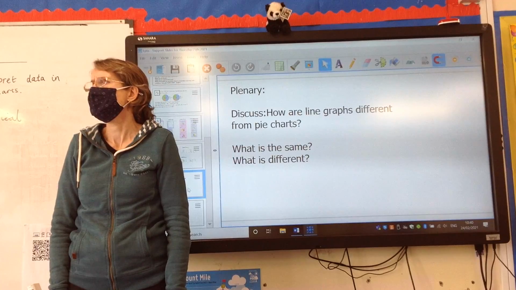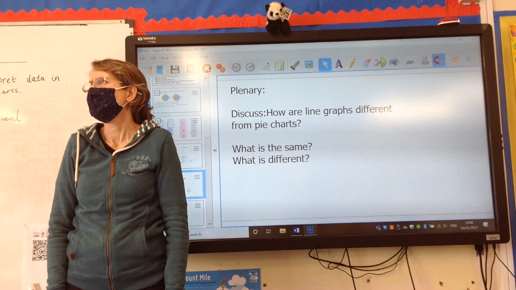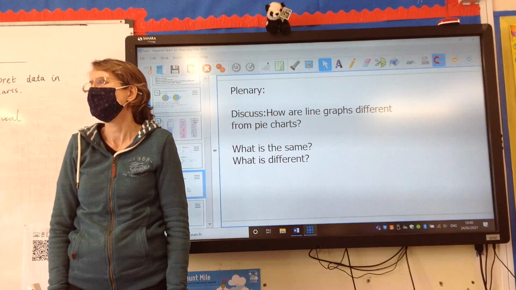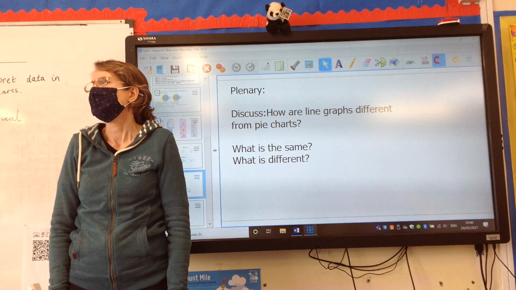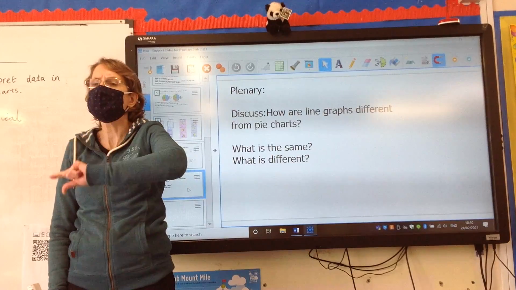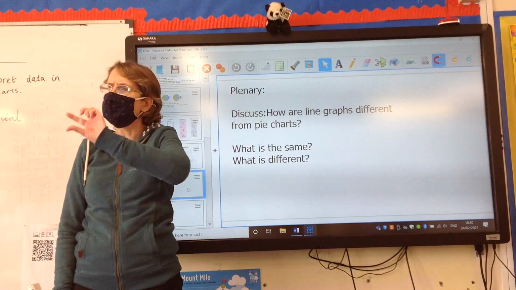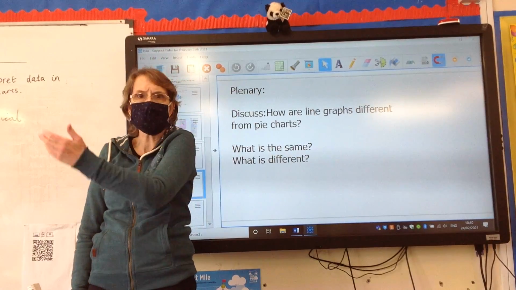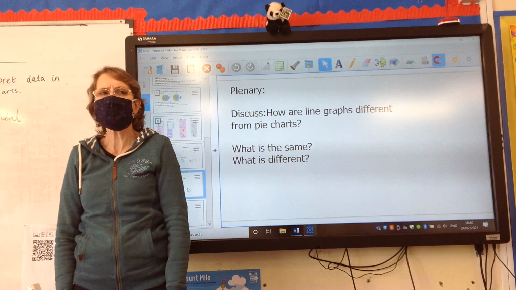The line graph, what's the word? The data almost carries on the line, and I've forgotten how you say that. Right, yes, so when you're looking at a line graph, even the points in between represent data, they represent an amount. Yeah, good. Okay. Anything else that's different?